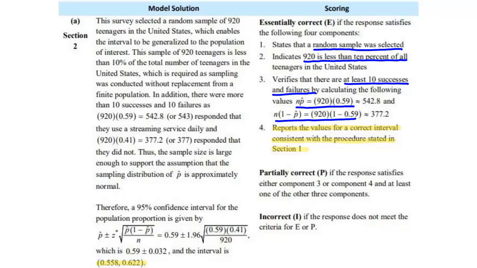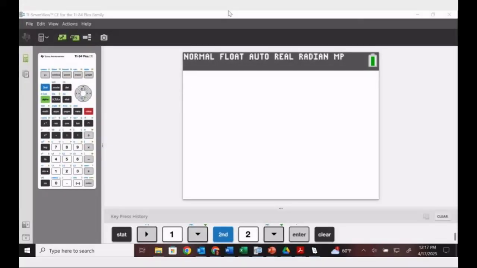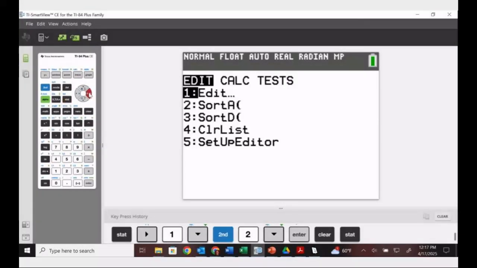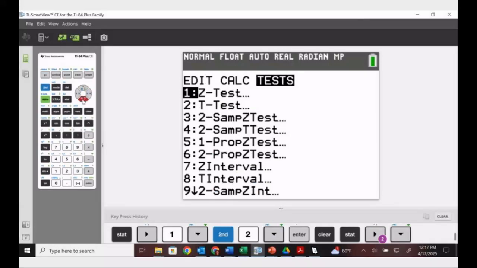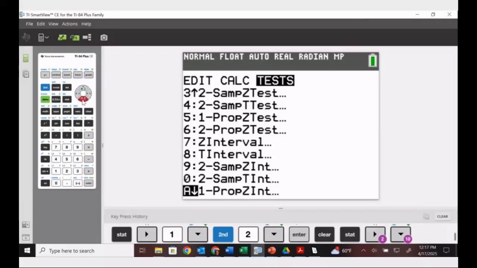All right, before we go and look at the 3rd section, which would be the conclusion here, I do want to show you how you can get the graphing calculator to give you this interval. So in case you do not calculate something correctly by hand, you can still get full points here. So on the graphing calculator, you go to Stat, you're going to arrow over to Tests, and then we want the one that says 1 prop Z int. Right down here, 1 prop Z int.